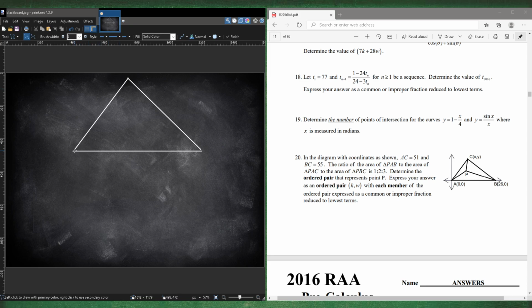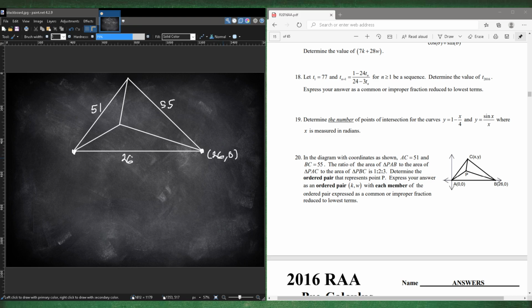And then we have something like this. Okay, so from 0, 0 to 26, 0, that means this length is 26. We know this length is 51 because they gave it to us in the first sentence. And this one's also 55. So we know this coordinate and we know this coordinate. This is 26, 0. We know this is 0, 0.